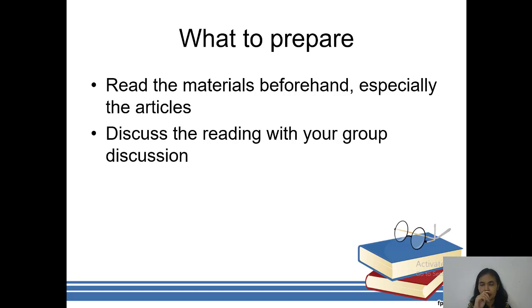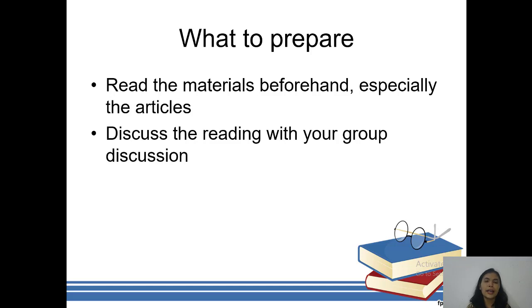As I've mentioned, your target this semester is to be able to do some writing. In order to do that, I'm going to give you plenty of readings. Therefore, before the class, I want you to read the materials. It is very necessary for each student to read the materials beforehand, especially the articles that we are going to discuss later in our practicum session.